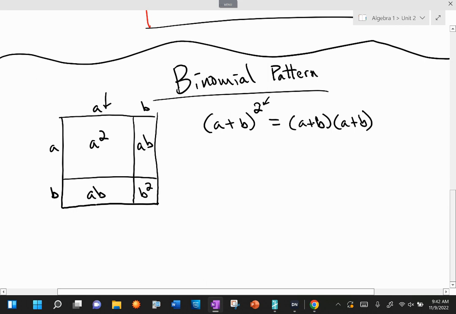What if I told you Punnett square is just the science version of a binomial pattern square? I just made it up. I don't know if that's true. I'm just asking.